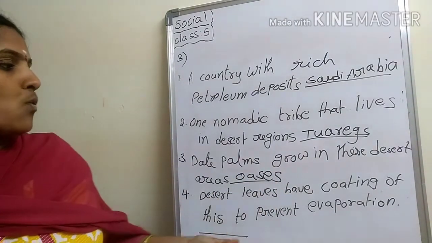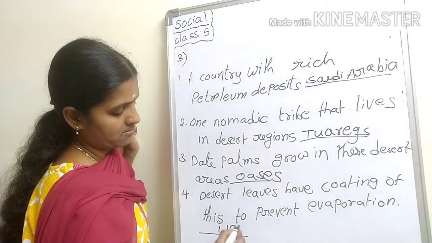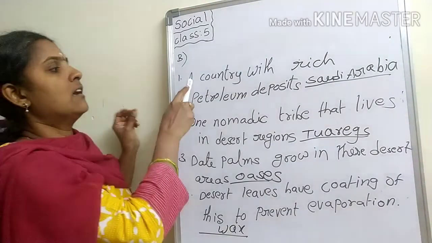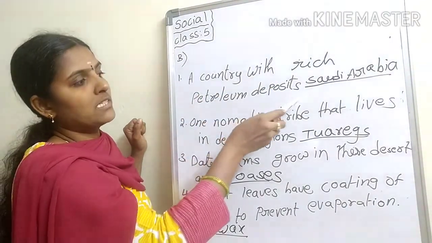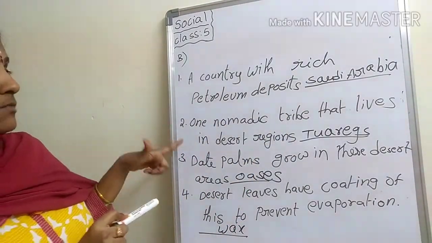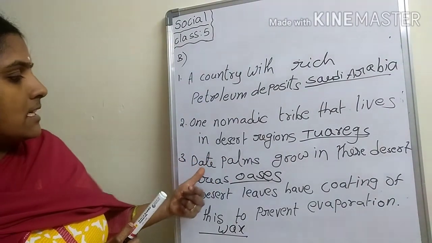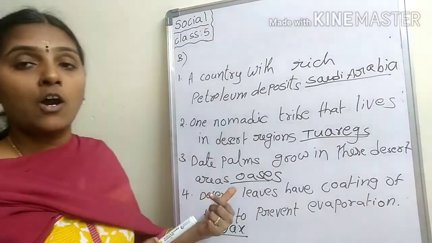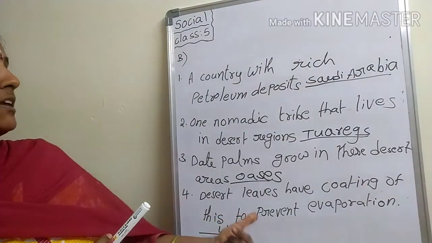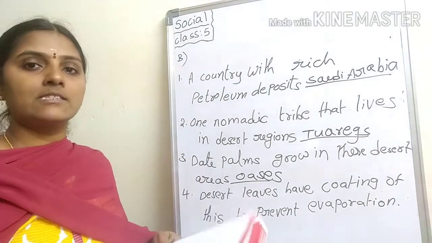Desert leaves have a coating of this to prevent evaporation. Wax. Once again, a country with rich petroleum deposits: Saudi Arabia. Nomadic tribes that live in desert regions. Date palms grown in these desert areas: oases. Desert leaves have a coating of this to prevent evaporation: wax. Next, true or false?